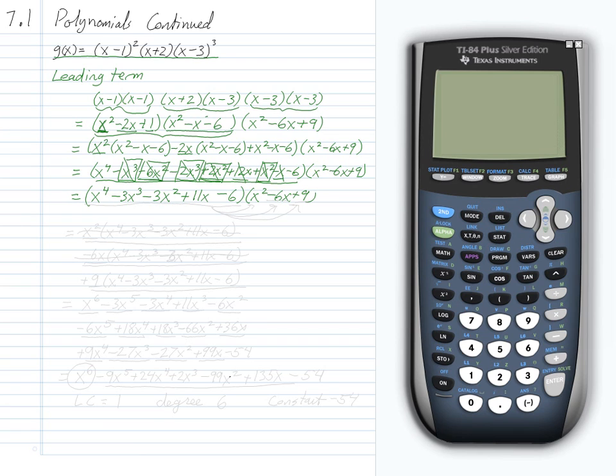Okay. So finally, I'll distribute this factor in. I'll multiply each of the terms in my smaller polynomial by the larger polynomial. So x squared is going to get multiplied by x to the 4th minus 3x cubed minus 3x squared plus 11x minus 6. And negative 6x is also, as is 9.